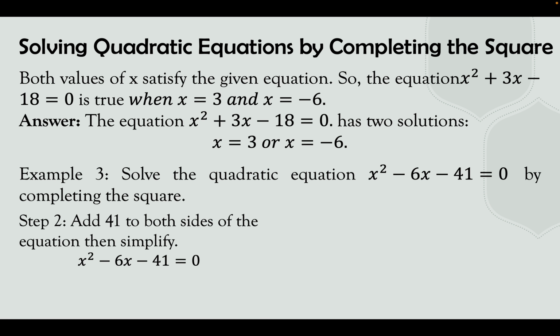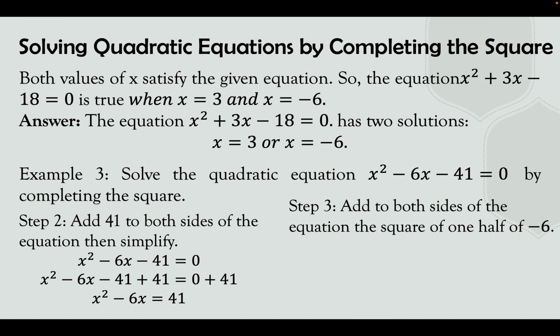So we need to add 41 to both sides so that we can isolate the terms with variable x on the left side and the constant term on the right. So we have x squared minus 6x minus 41 plus 41 equals 0 plus 41. So we have x squared minus 6x equals 41. Add to both sides of the equation the square of 1/2 of negative 6, the b term.